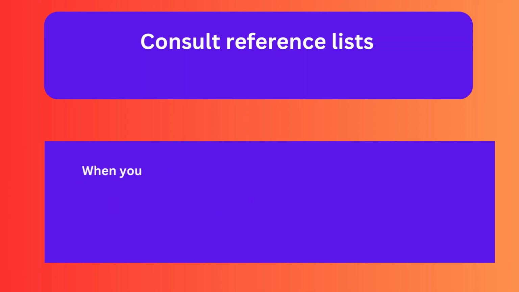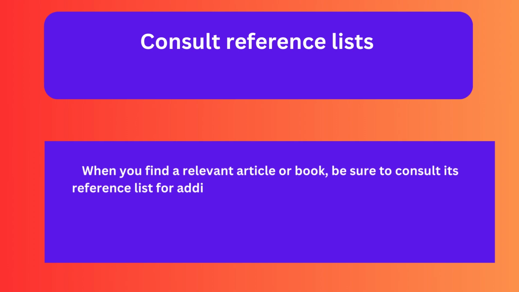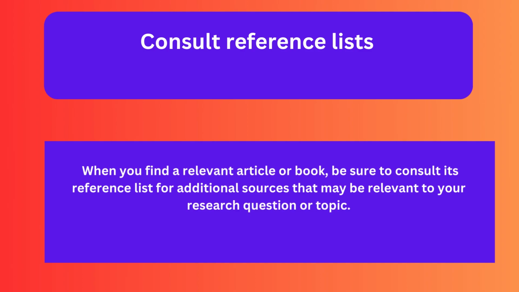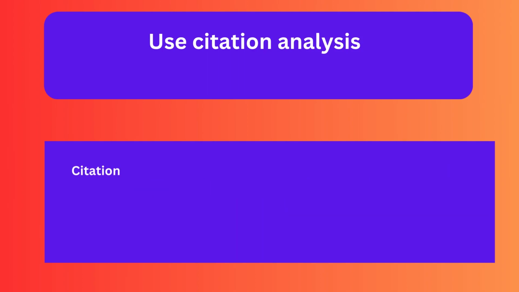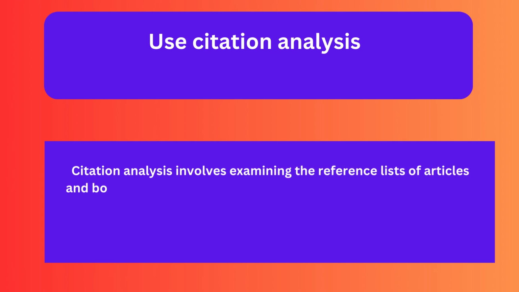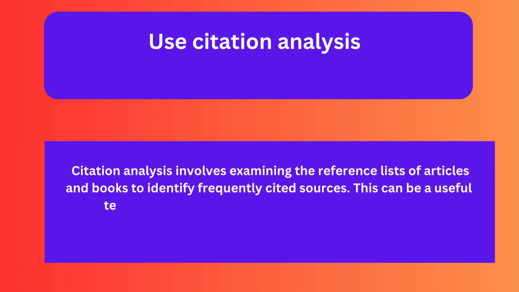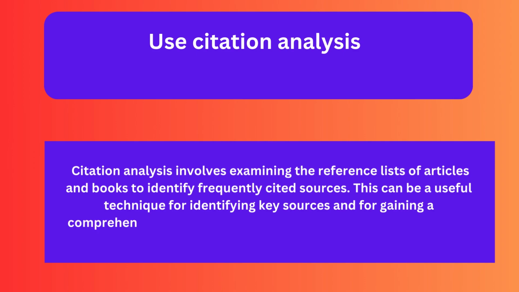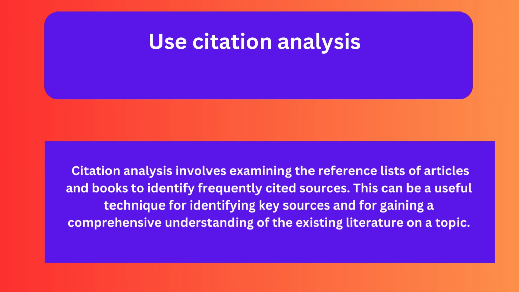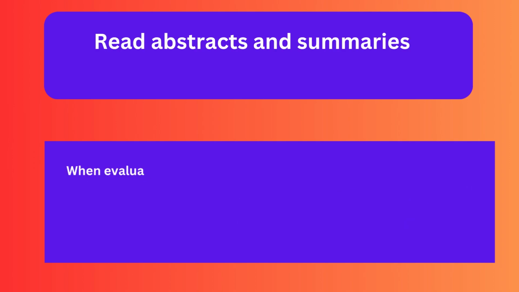Consult reference lists. When you find a relevant article or book, be sure to consult its reference list for additional sources that may be relevant to your research question or topic. Use citation analysis. Citation analysis involves examining the reference lists of articles and books to identify frequently cited sources. This can be a useful technique for identifying key sources and for gaining a comprehensive understanding of the existing literature on a topic.